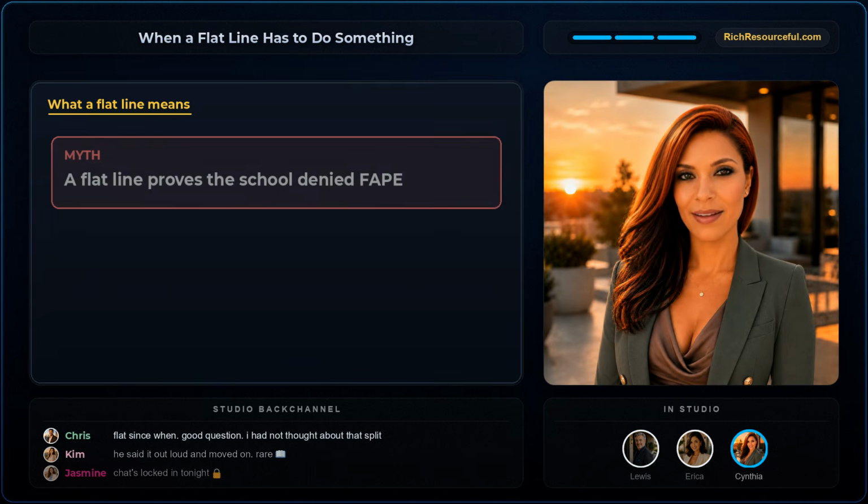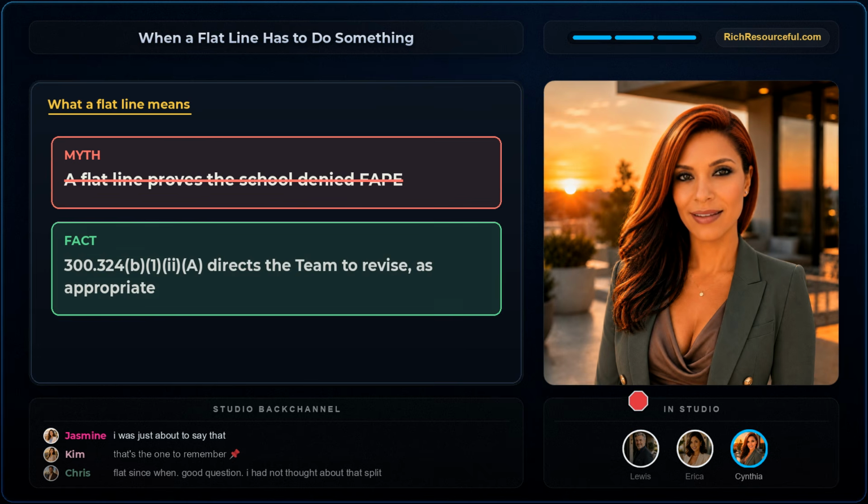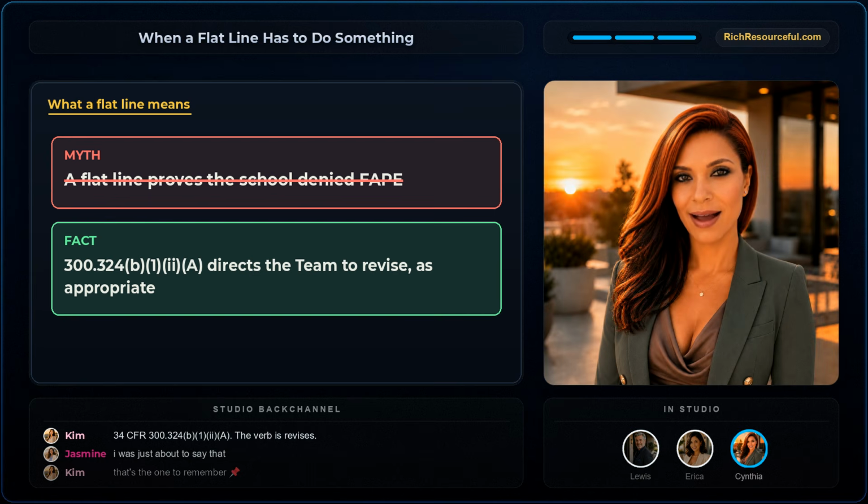Now the part I'd underlined twice. A flat line starts a review. Part 300 doesn't call it a denial of FAPE, and neither should you. People hear lack of expected progress and their stomach drops. Read the paragraph and it's the opposite. A review. Read me the actual line, Cynthia. Not the summary of it, and not the training day paraphrase either. Revises the IEP as appropriate to address any lack of expected progress toward the annual goals, as appropriate. 2 words carrying a lot of weight.